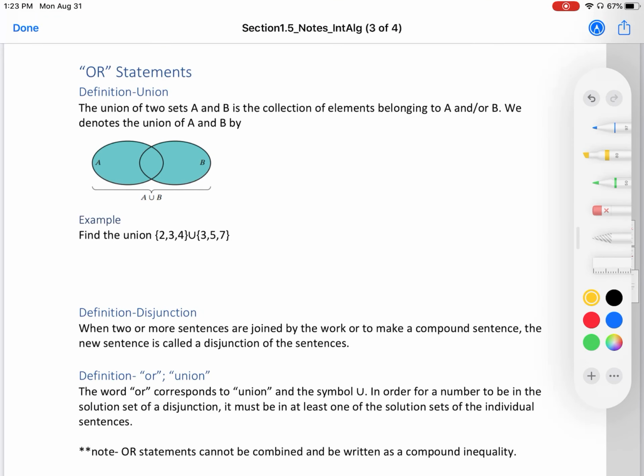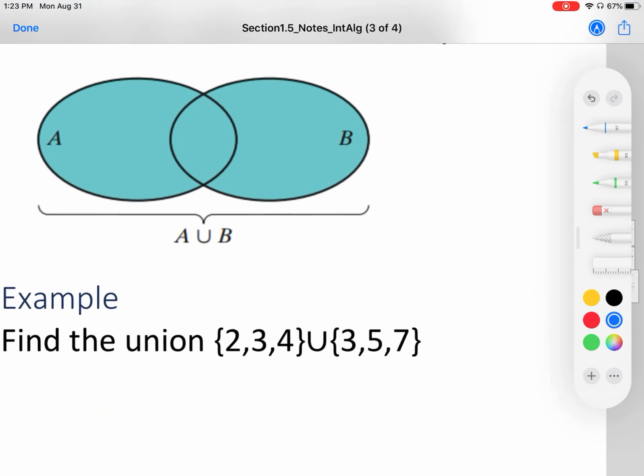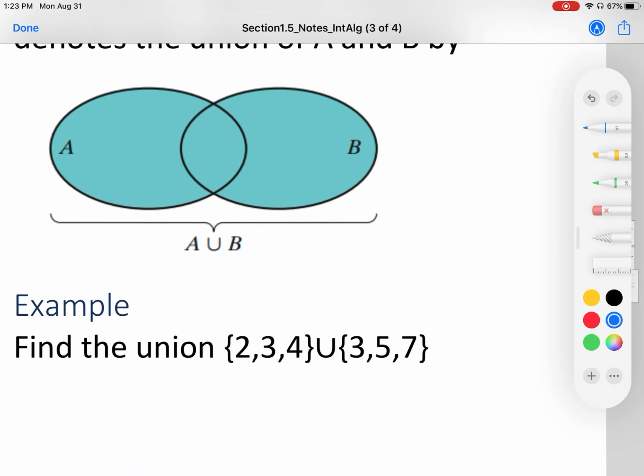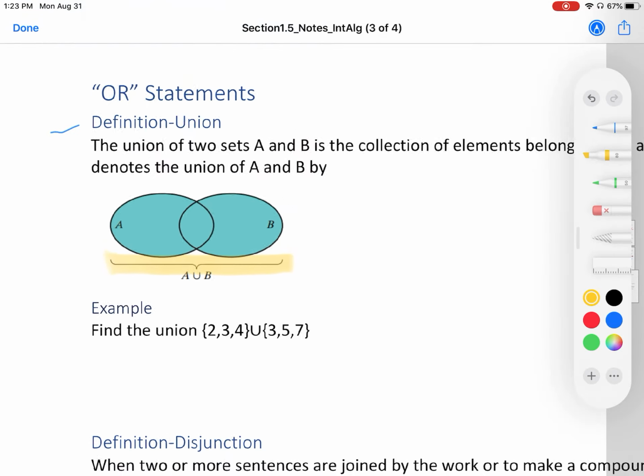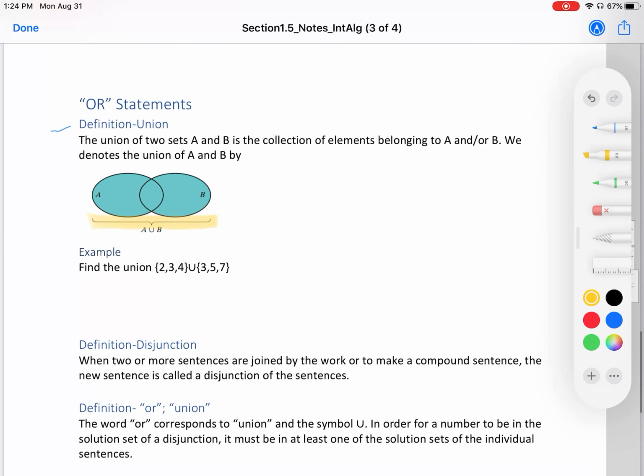Or statements. Definition of a union. The union of two sets A and B is a collection of elements belonging to A and/or B. We denote the union of A and B by A ∪ B. So notice, they overlap. But our answer is what? Our answer is everything. A union is a collection of everything. So you can even think of it as a sum of everything. So when you see a union, a U for union, your answer is everything that is shaded.